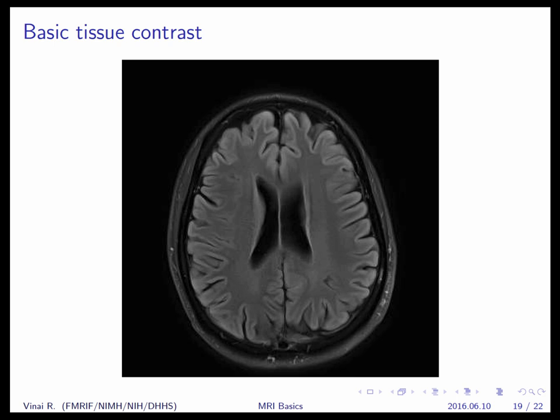Okay. But this is actually one of the really, really cool things about MR, because of these very subtle differences in the different tissue compartments and the properties that each of them have, you can essentially tailor the timing of all your RF and gradient pulses to really bring out different types of contrast from different tissues. Okay.